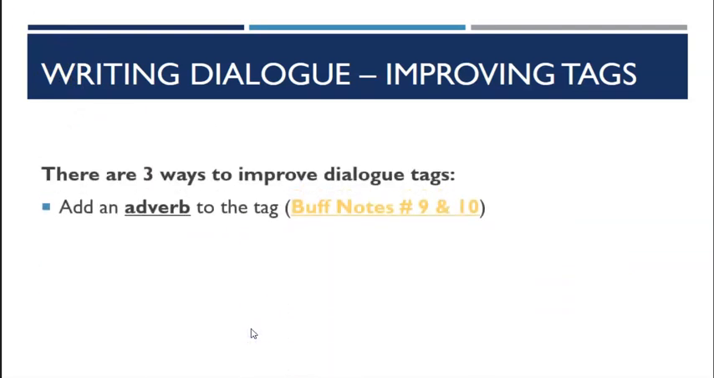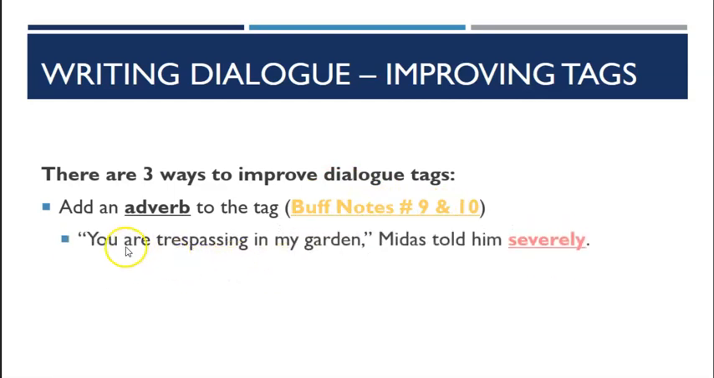And then the last way is to use adverbs. So adverbs can add that emotional element to a character's words. So there are lists of adverbs on pages 9 and 10 in your buff colored section of your notes. That's that like tan section. An example: you are trespassing in my garden. Midas told him severely. So here severely is modifying told for us and adds some emotion to the word told, which, while better than said, is often overused and doesn't give a lot of emotion on its own.